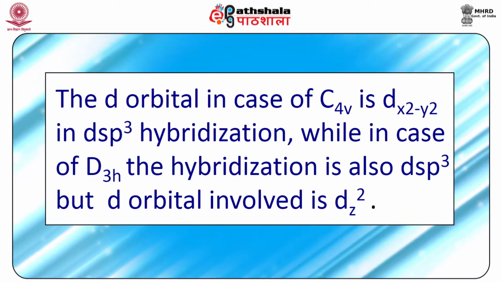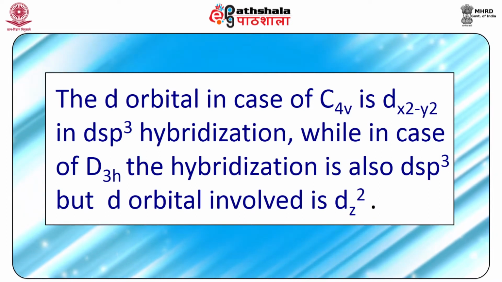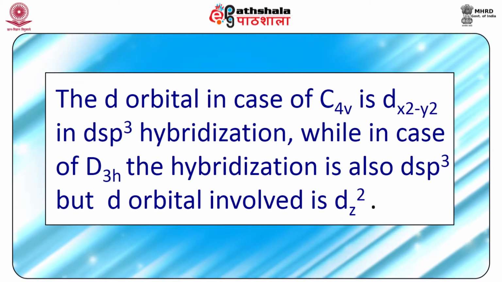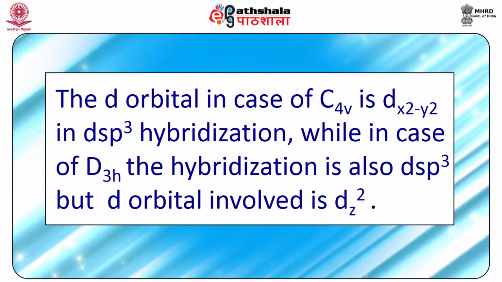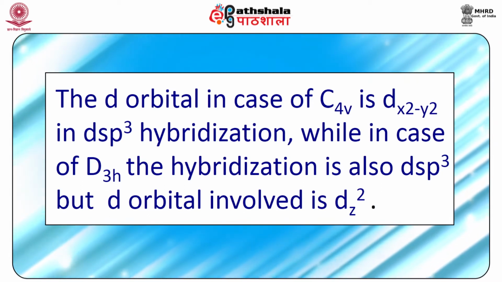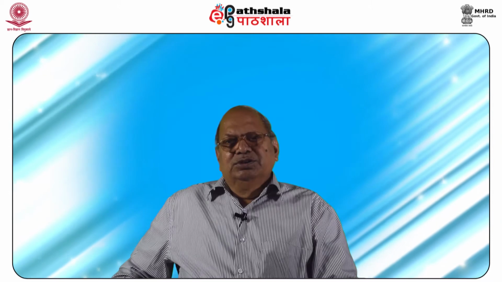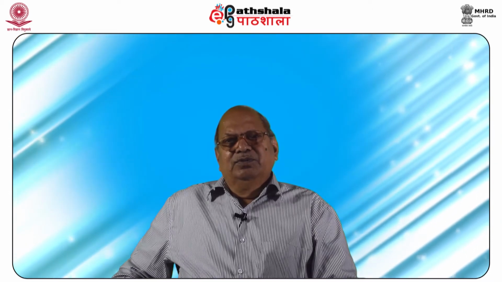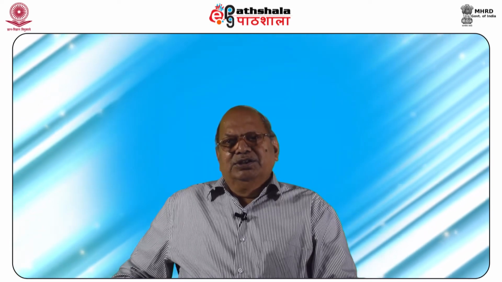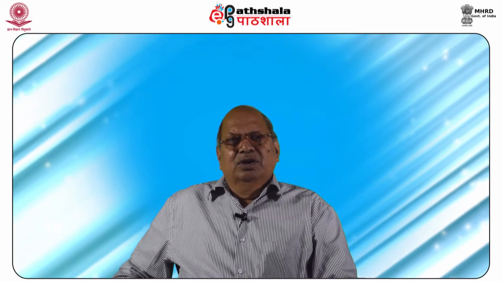The d orbital in case of C4v is dx square minus y square in dsp3, while in case of D3h hybridization, there is a d orbital also, that is dsp3, but the d orbital involved is dz square over here. So this is the important difference. In C4v, the d orbital was dx square minus y square. In dsp3 in trigonal bipyramid, the d orbital is the dz square orbital.